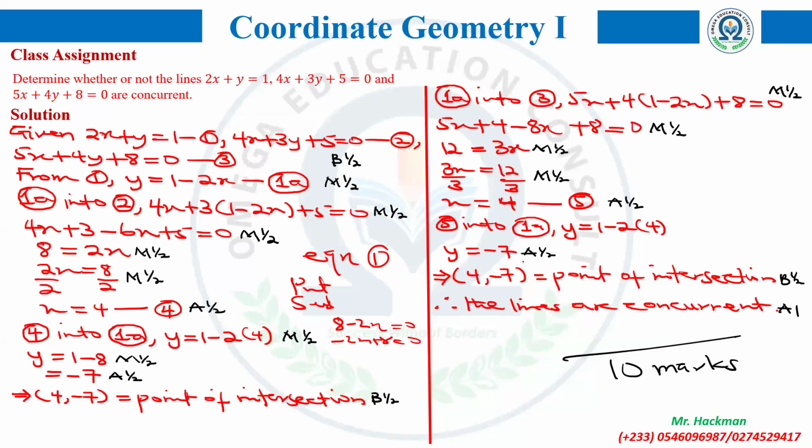Okay, so this is what we have here. Then at this point, again, you get your point of intersection, then you come and draw your conclusion. Because the point of intersection of the two pairs that you worked on gave you the same result, your conclusion is that the lines are concurrent. Point well made, my professors.